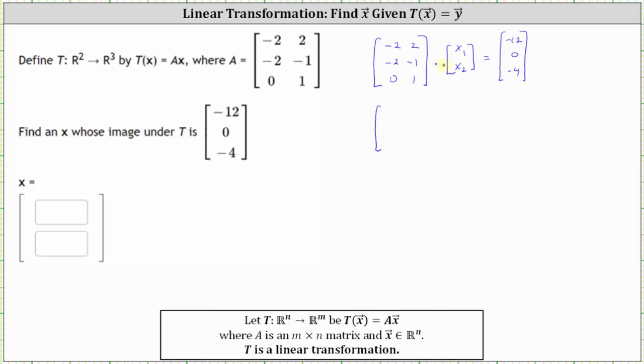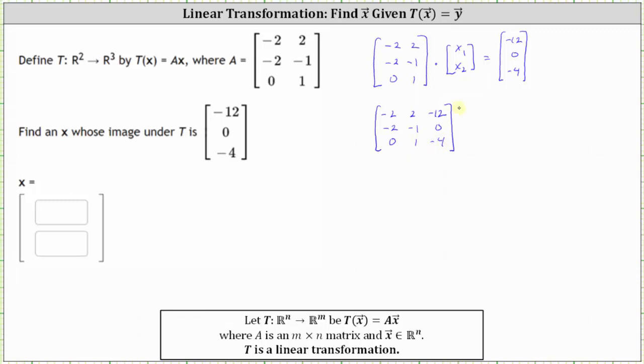Because we have 3 equations and 2 unknowns, the augmented matrix will be a 3 by 3 matrix, where the first row is -2, 2, -12. The second row is -2, -1, 0. The third row is 0, 1, -4. And now we need to write the augmented matrix in reduced row echelon form.